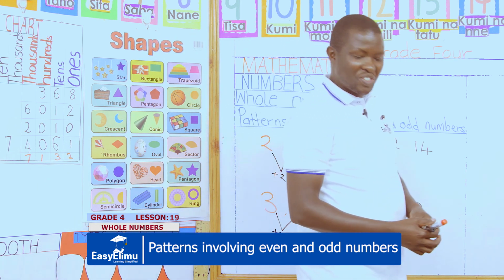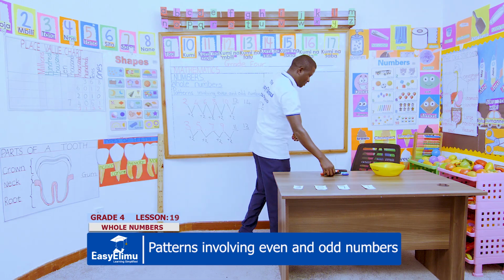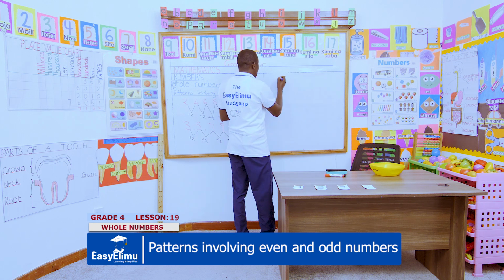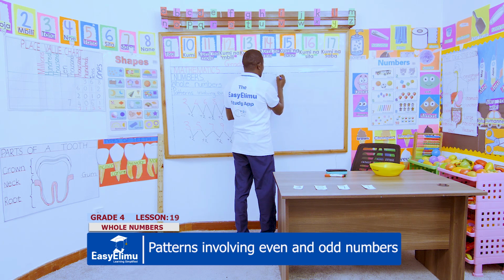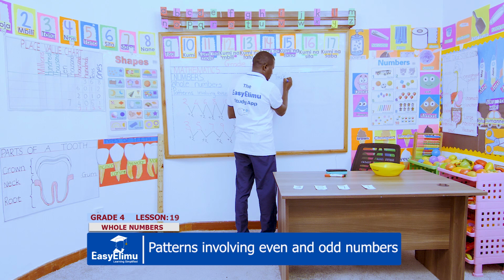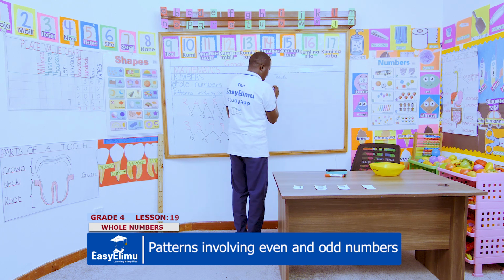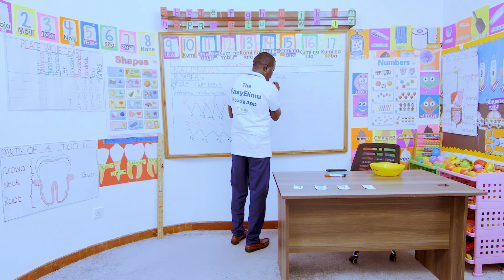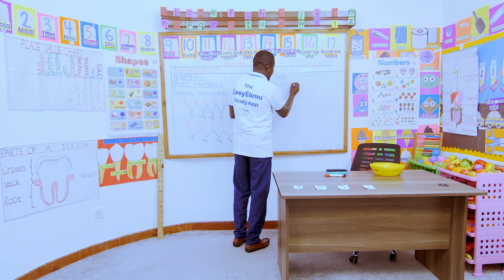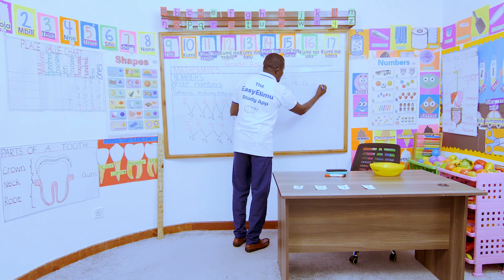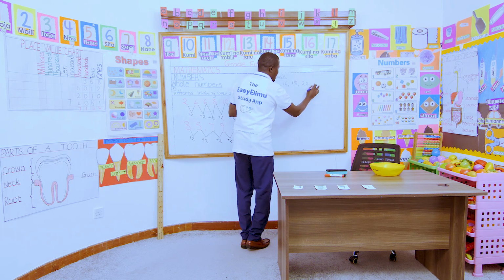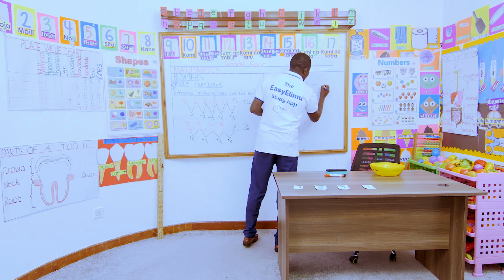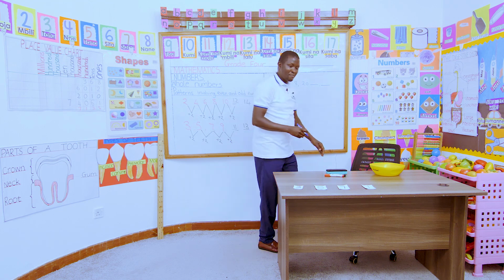And for our task for today, class, identify or form these patterns. Identify the other numbers here. The numbers which I've written are 14, 16, 18, and 20. Give me the next 2 numbers.